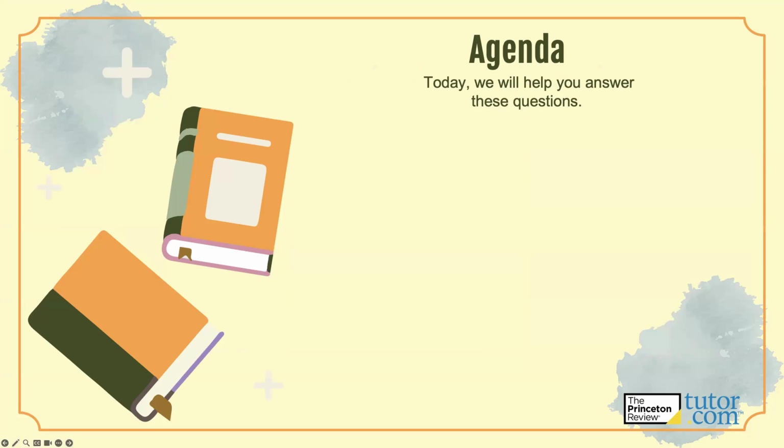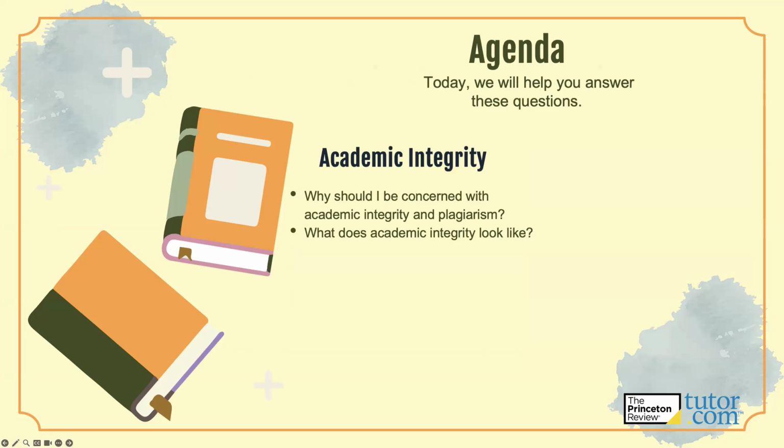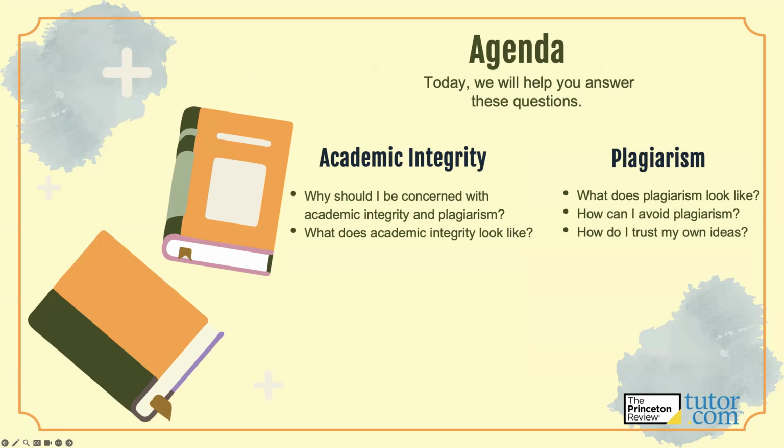Today, we're going to help you answer a few questions that are probably burning questions you've had before related to academic integrity. Why should I be concerned with academic integrity and plagiarism? And what does it really mean when we talk about academic integrity? What does that look like? Also, when it comes to plagiarism, what does plagiarism look like? How can I avoid it? And how do I trust my own ideas? How do I know that they're really mine and I'm not always plagiarizing? And then when it comes to artificial intelligence, we're going to talk about the place for AI in academics. So we're going to get to all of that.